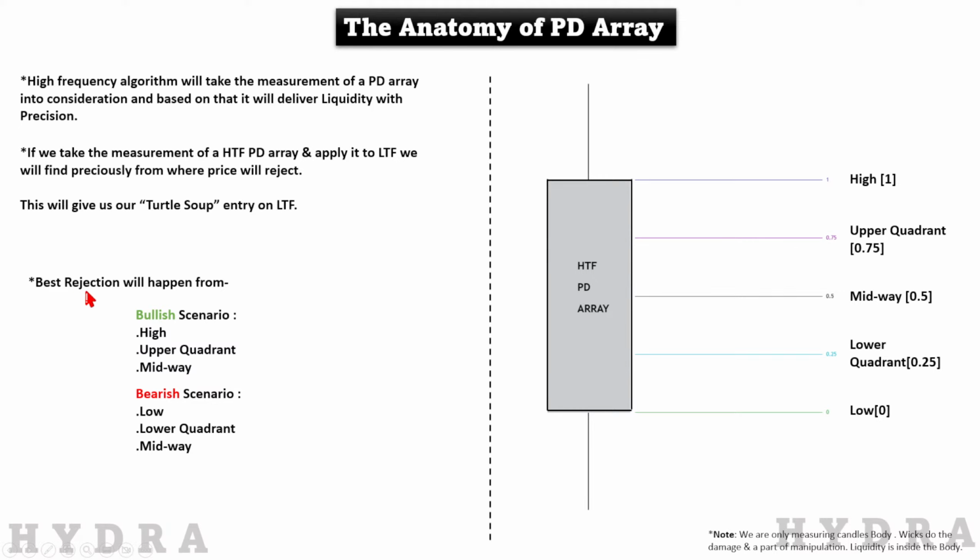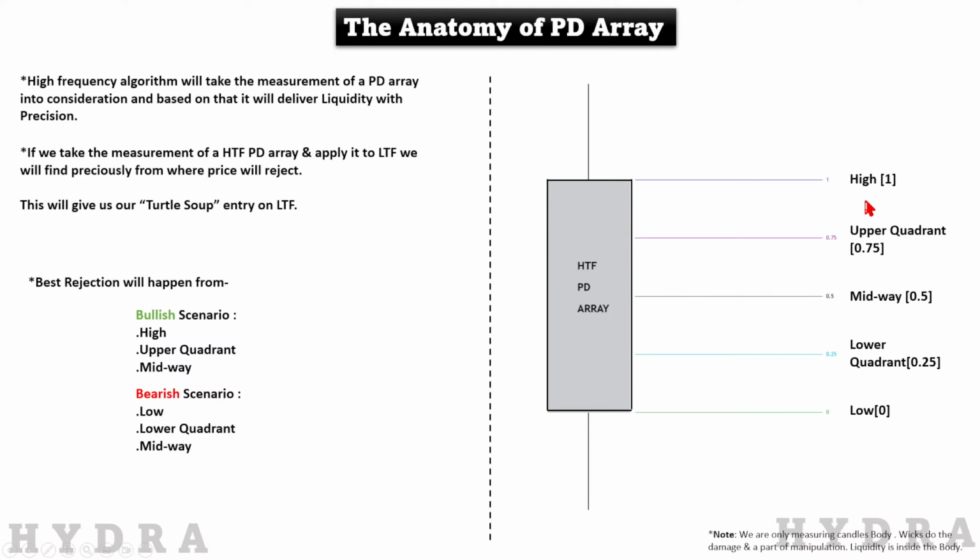I wrote it down here, best rejection will happen from... in a bullish scenario. Suppose this is a bullish FVG and you want to take a trade from this by using this higher time frame FVG on a lower time frame, you will expect the best reaction from the high, the upper quadrant, and the midway. If price is going below the midway, you are probably wrong. Price will go even lower, and that's what happens most of the time. Your best reaction will happen from the high.